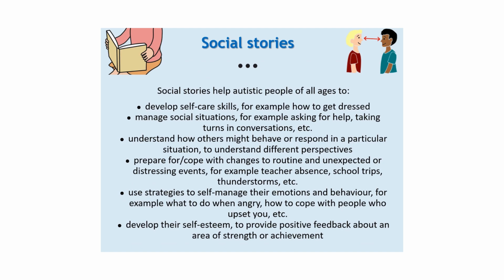Social stories help autistic people of all ages to develop self-care skills, for example, how to get dressed, manage social situations, for example, asking for help, taking turns in conversations, understand how others might behave or respond in a particular situation to understand different perspectives, prepare for and cope with changes to routine and unexpected or distressing events, for example, teacher absence, school trips, thunderstorms, etc. Use strategies to self-manage their emotions and behaviour, for example, what to do when angry, how to cope with people who upset you, etc. And develop their self-esteem to provide positive feedback about an area of strength or achievement.